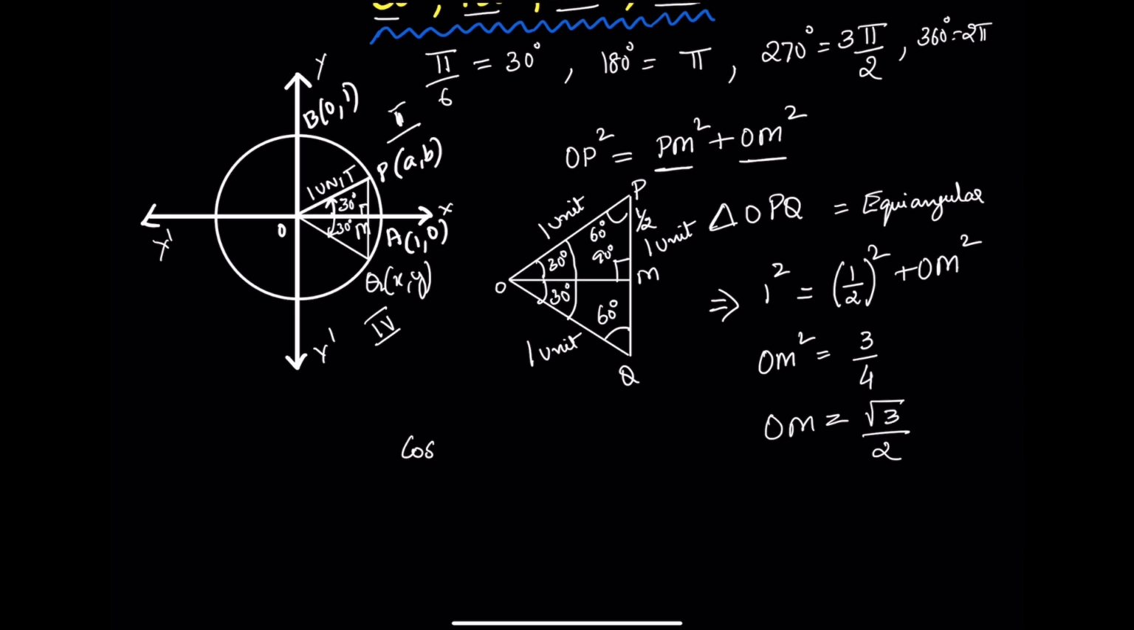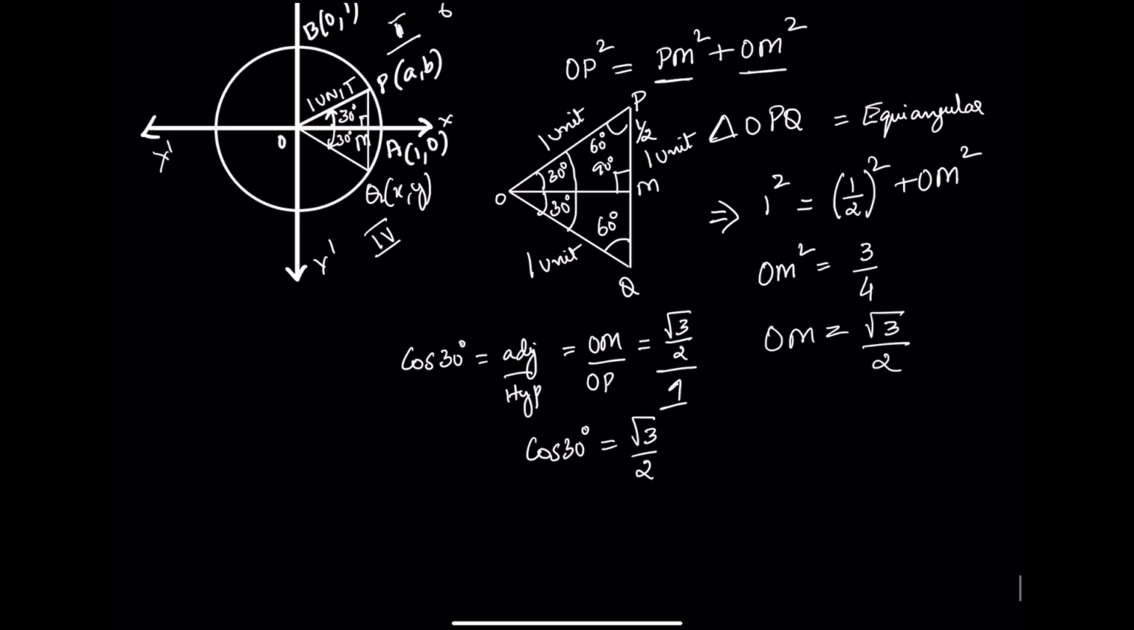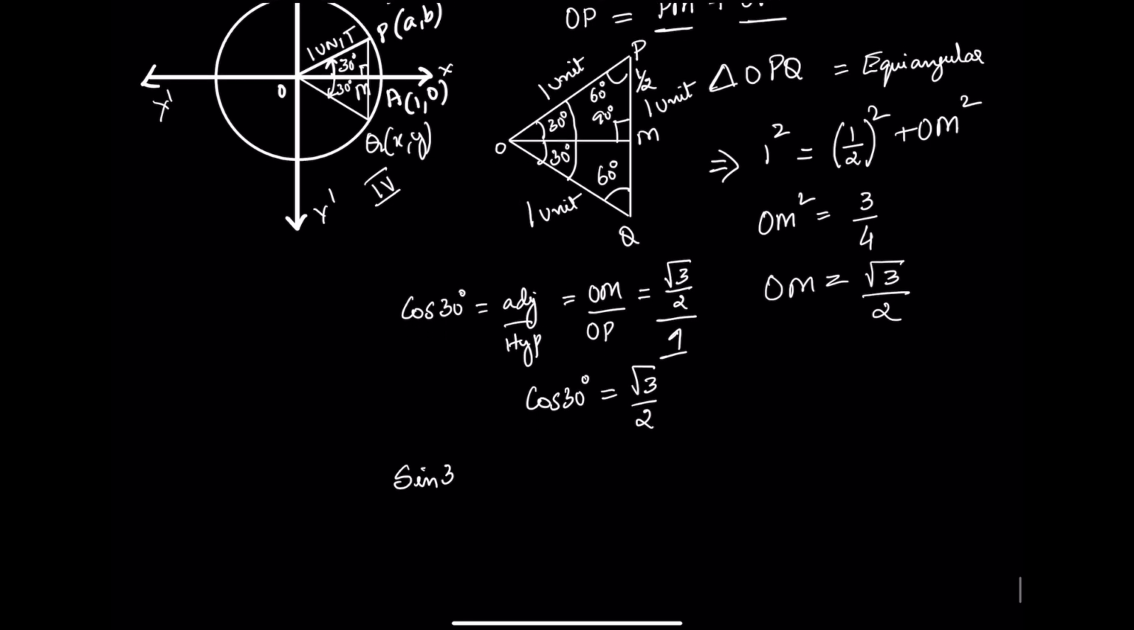Now it is easy to apply the definitions of cos and sine. So now what is cos 30? It is adjacent by hypotenuse, always. So adjacent is OM and hypotenuse is OP. So OM is square root of 3 by 2 divided by 1. So cos 30 is square root of 3 by 2. Now let's apply the same to sin 30. Sin 30 is opposite by hypotenuse. It is PM divided by OP. So PM is 1 by 2 divided by 1, OP is 1. So sine 30 degrees is 1 by 2.